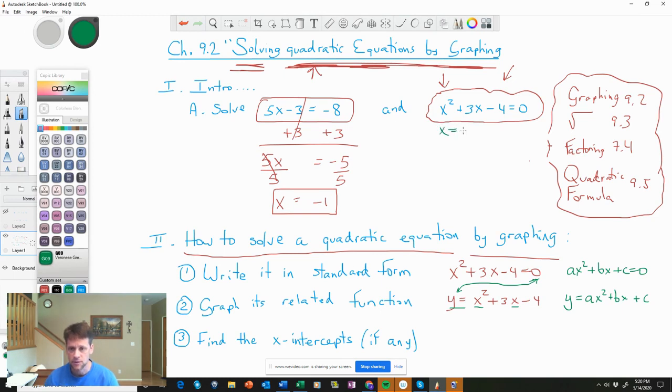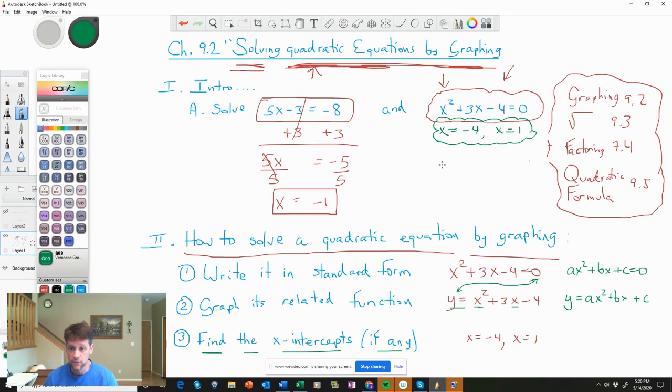X equals -4 and x equals +1, because those are the x-intercepts, which, by the way, is what it says here. After we graph it, find the x-intercepts if there are any. So in this particular case, my solutions are going to be x equals -4 and x equals 1. Let's go ahead and check that to make sure we did it right. Let's plug it in. It should work.